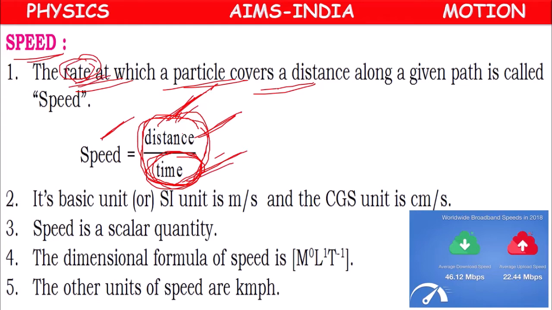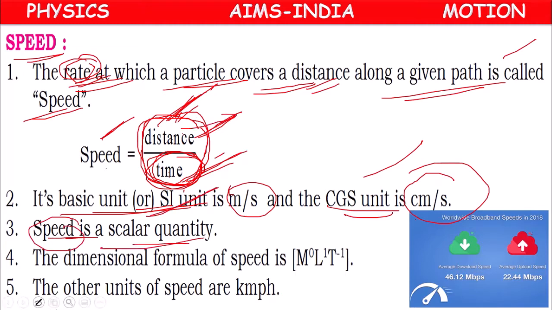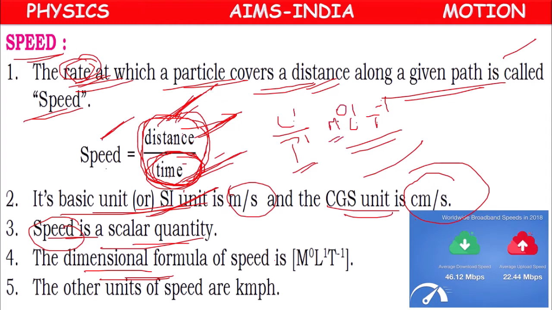So the rate at which a particle covers a distance along a given path is called speed. So speed equals distance by time. Its SI unit is meter per second. CGS unit is centimeter per second. Because speed depends on distance, it is a scalar quantity. What is the dimensional formula of speed? Distance means length, time means capital T. Here L one time, T one time, but T is in the denominator, so in the numerator it becomes T power minus 1. So L T power minus 1. There is no mass here, so mass is not involved in this unit.